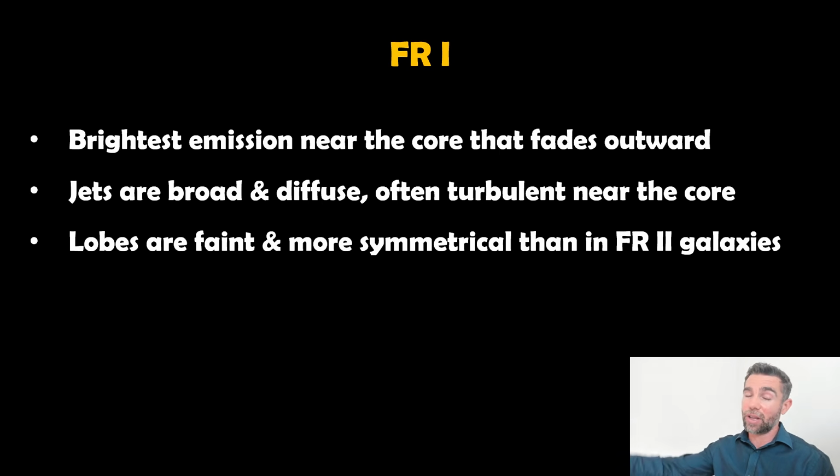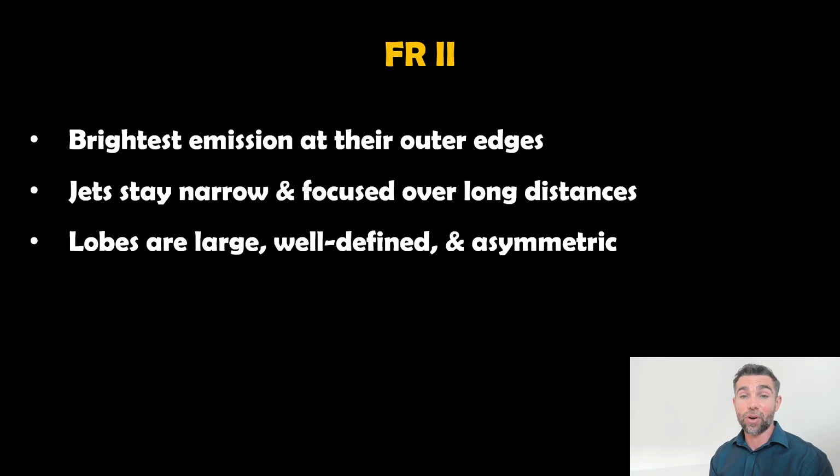So the lobes are going to be at your outer part, which we kind of know because the brightest parts are towards the core. Now with the FR2, the brightest emission is at the outer edges. Again, that's why we've got this classification. The jets are going to stay quite narrow and focused over very long distances, and you then get the brightest emission at the very edge. And the lobes are going to be very large at this point. They're well defined and also asymmetric as well. So those are the key features between the two types.